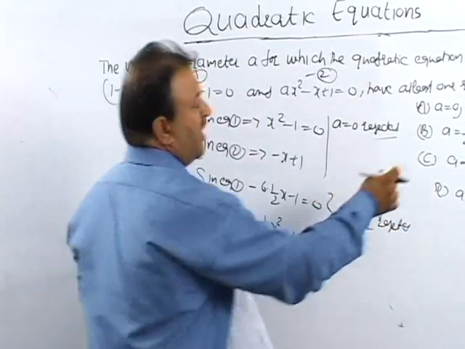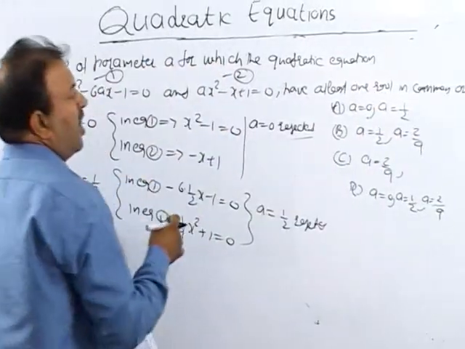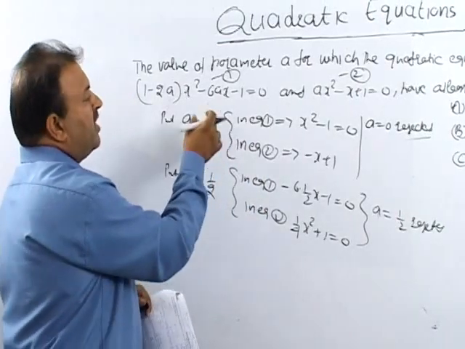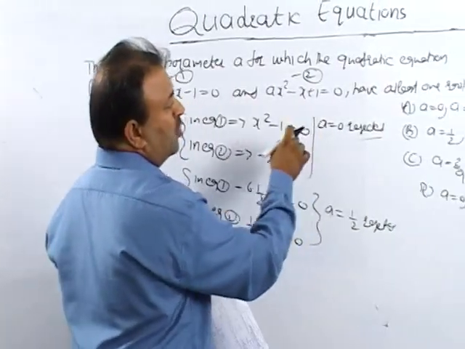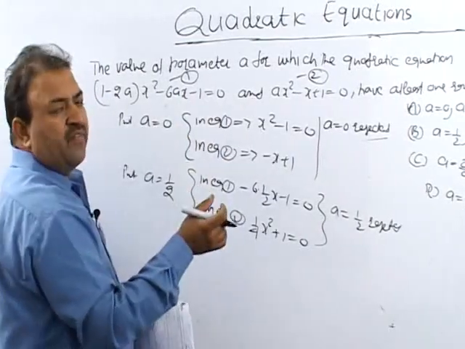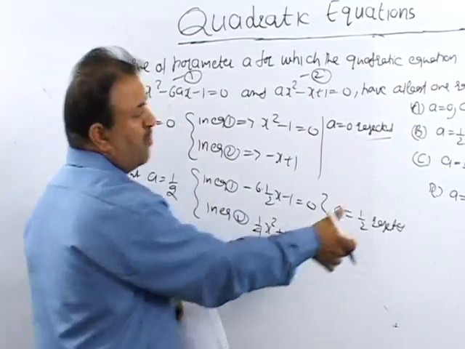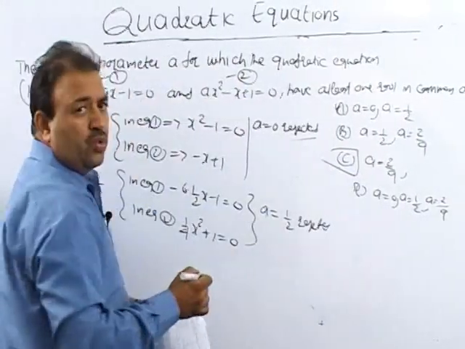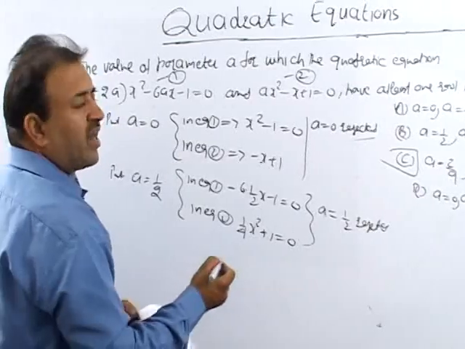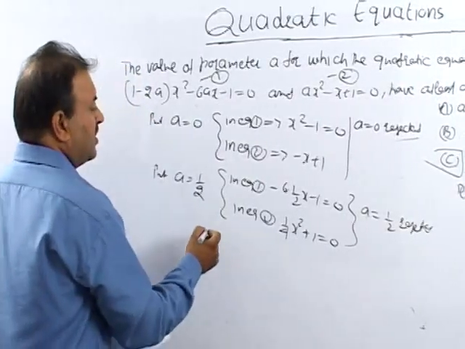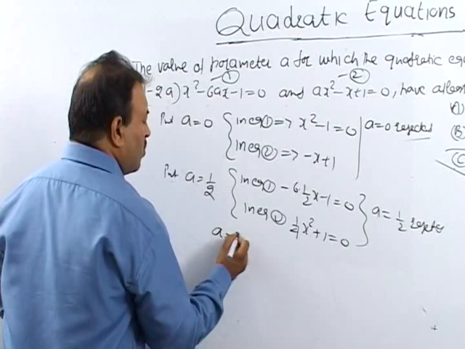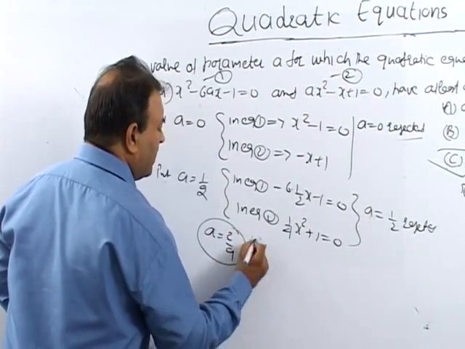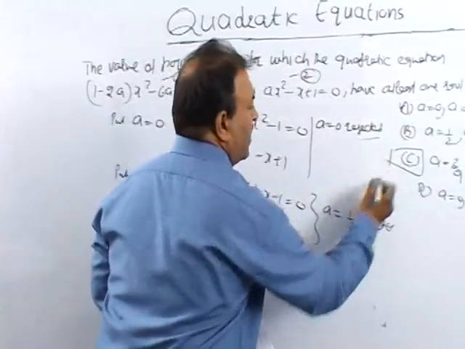By putting A is equal to 0 and A is equal to half, we do not even get a quadratic equation. So we won't say that for A is equal to 0 or A is equal to half these equations have one root common. Then we look at the four options. We are left with only one option, that is A is equal to 2 by 9, and we can say the right option is C, that is the only one left. So A is equal to 2 by 9 is the right answer, that is option C.